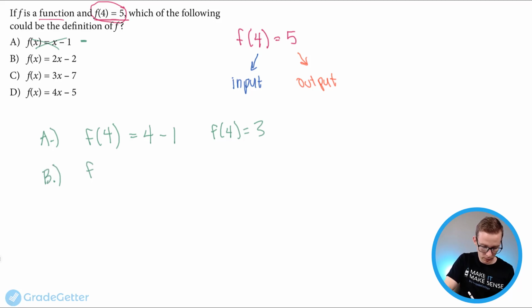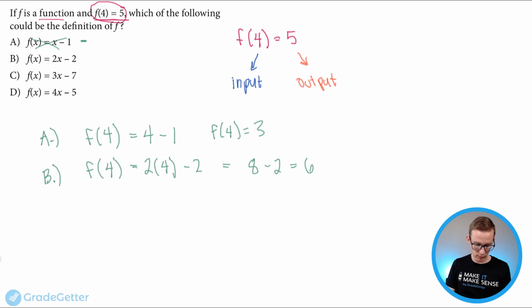So again, my input is x, which is 4. So wherever there is an x, I'm going to put 4 now. So 2 times x, or 2 times 4 minus 2, which is 2 times 4 is 8, minus 2 is 6. So in this case, f of 4 equals 6. My input is still 4, but my output is not 5. So this is not right either.